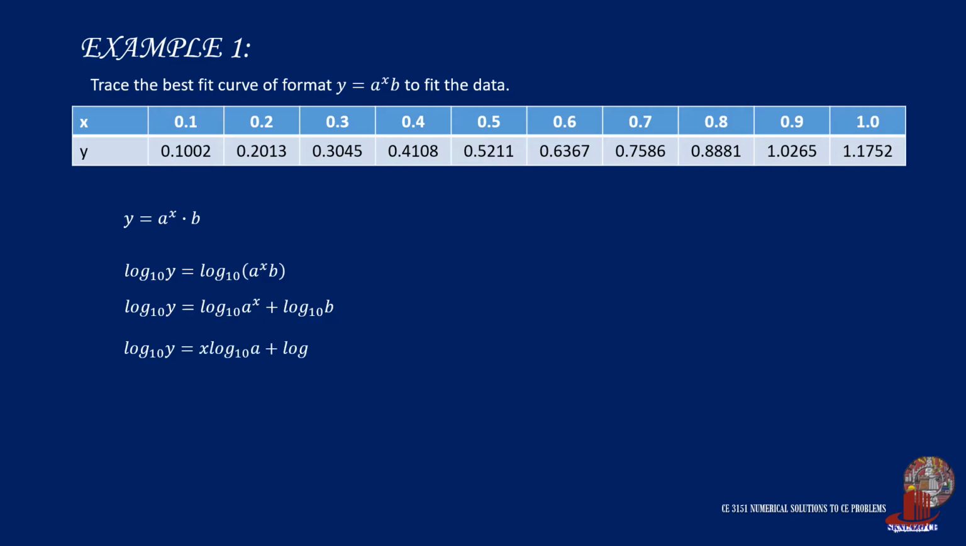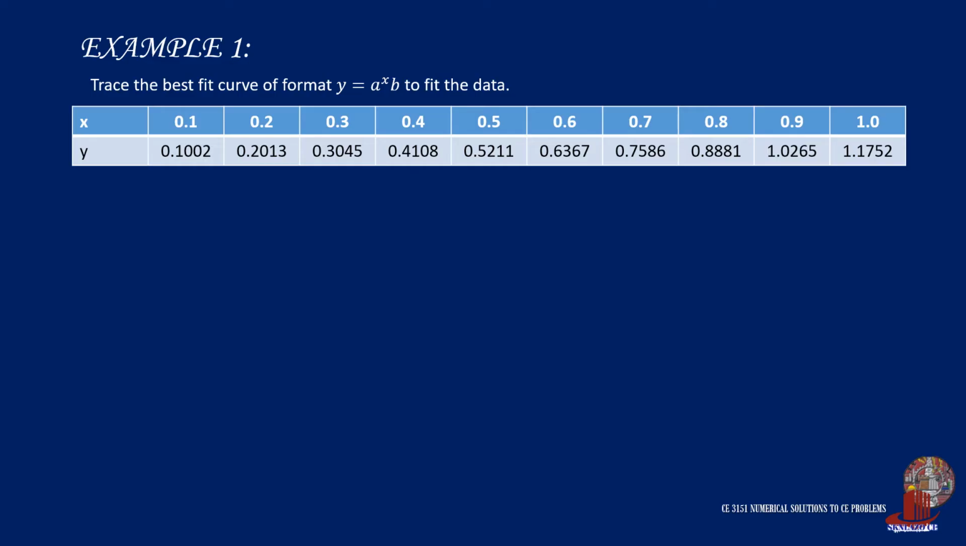Now exponent x can be drawn down, having the resulting equation as logarithm of y base 10 is equal to x logarithm of a base 10 plus logarithm of b base 10. Note that from this point, the equation can be taken as y is equal to ax plus b, where y is logarithm of y base 10, a is logarithm of a base 10, and b is considered logarithm of b base 10.